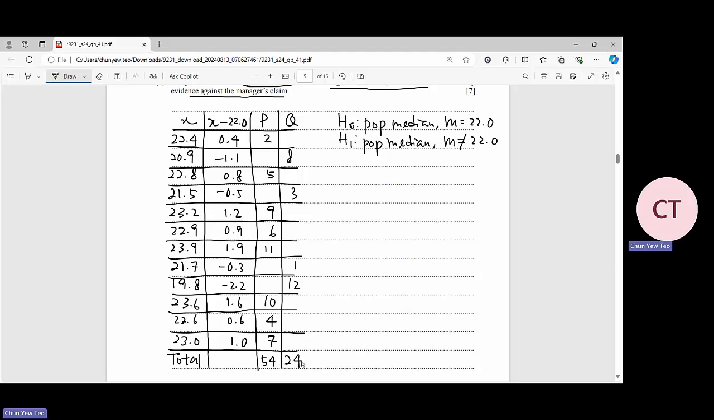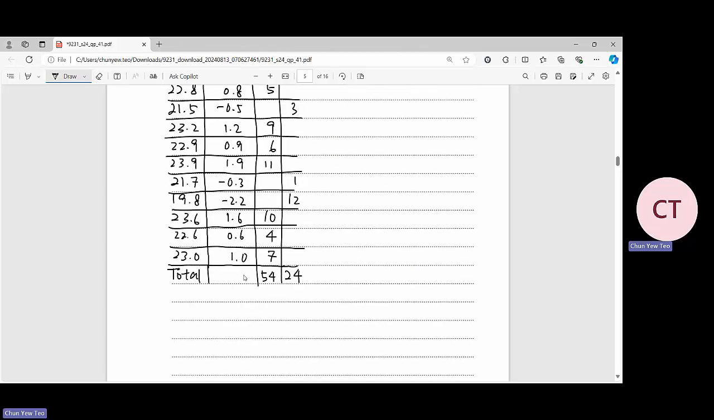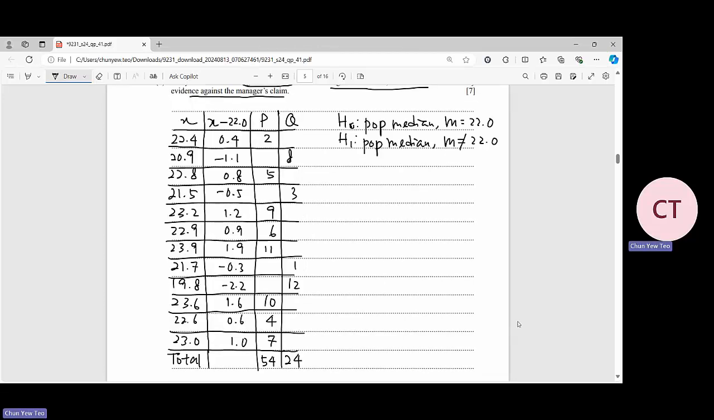Okay, so now we are ready to do the hypothesis test. The test statistic over here, you can write over here. We write the critical value first.